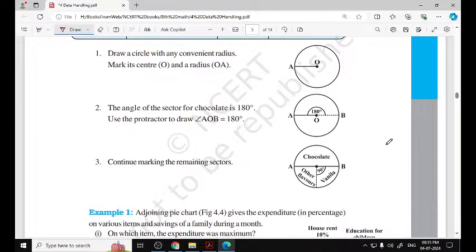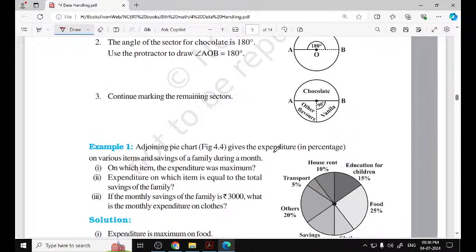The process is given in a number of diagrams. First we draw a circle, then draw radius, then make angle of 180 degree. Now by keeping your protractor on one of these lines, mark the next angle, that is 90 degree, and the remaining will be 90 degree automatically.